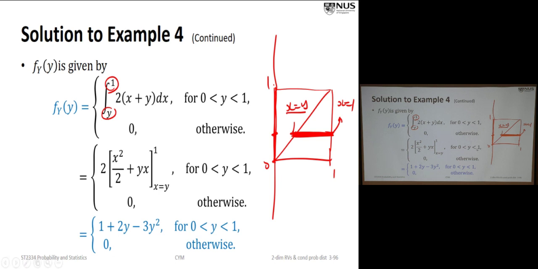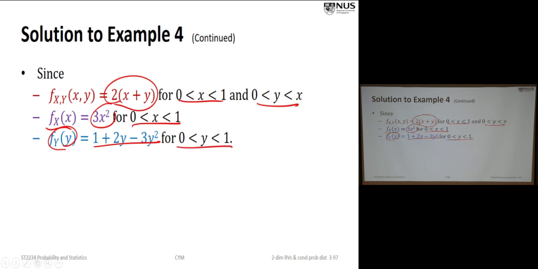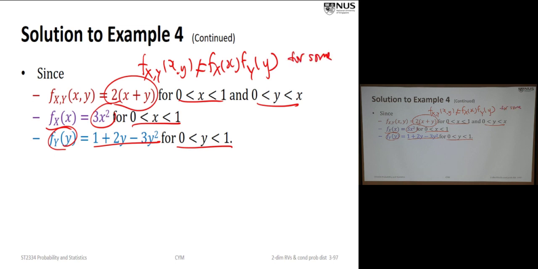Then f of x,y is equal to this over this region. And f of x is equal to this when x is between 0 and 1, and f of y is equal to this when y is between 0 and 1. Is it obvious that f of x,y does not equal f of x times f of y for some x,y?